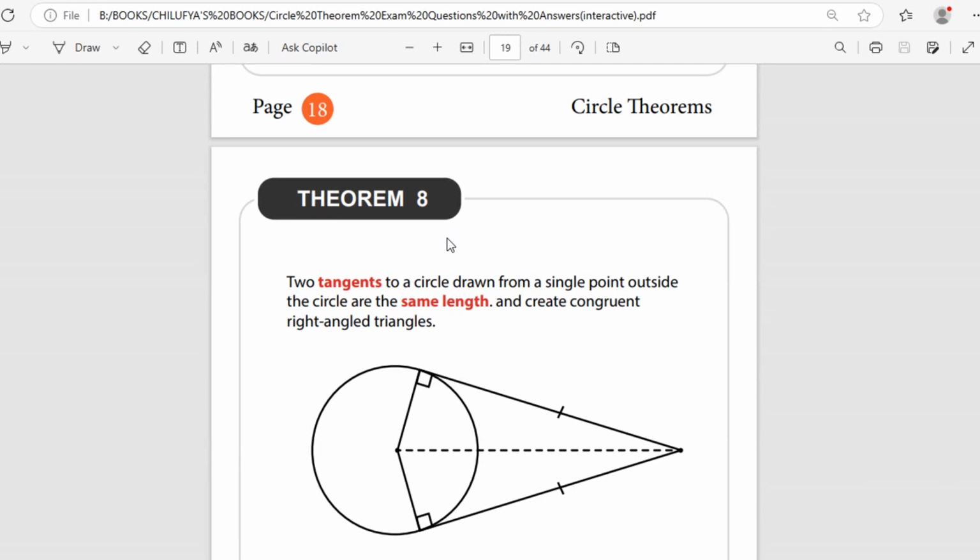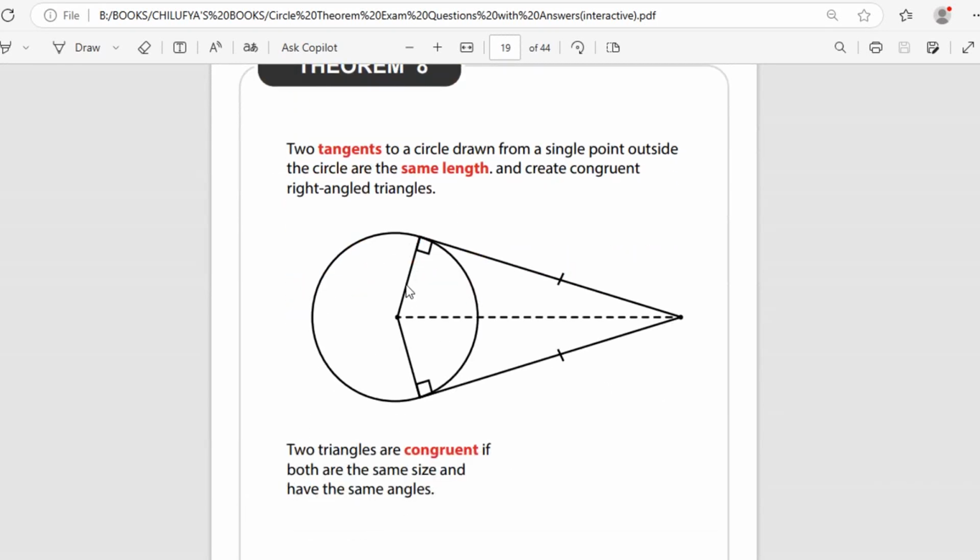Theorem 8 talks about two tangents. As you can see, it gives the property that applies when we have two tangents. So let us read it out. Two tangents to a circle drawn from a single point outside the circle are the same length.